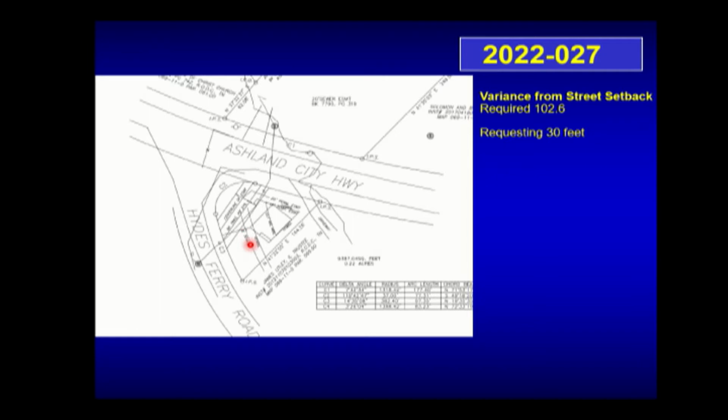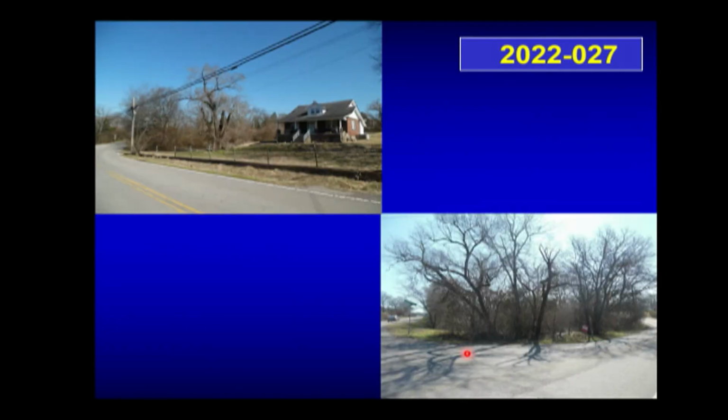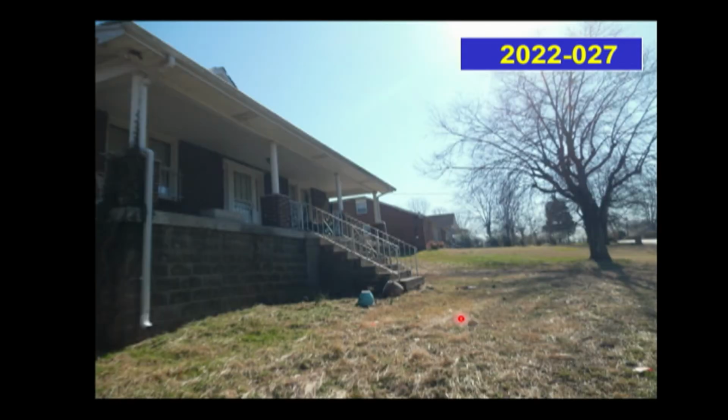He has a required setback of 102.6 feet based on the contextual street average of these homes facing Hydes Ferry Pike to the south. These are looking toward the subject property. The subject property is located in this wooded area here. This is the existing residence to the east. A view of the subject site located in the bottom right-hand corner, and a view of the houses along Hydes Ferry Pike to give you an idea for context of street frontage there.